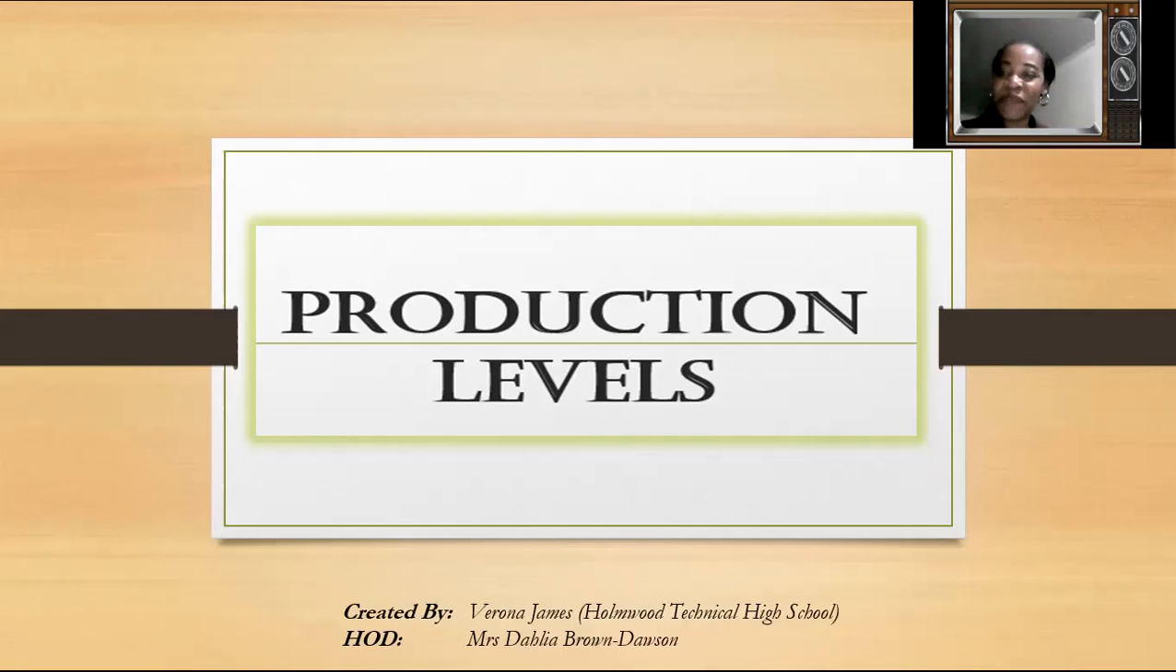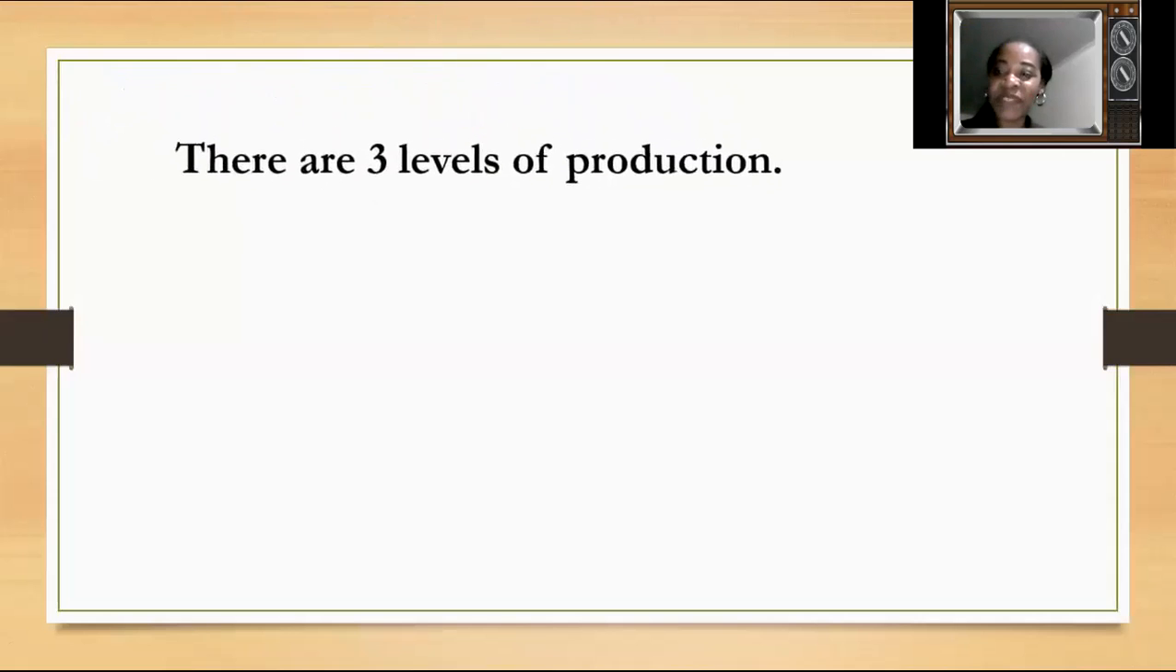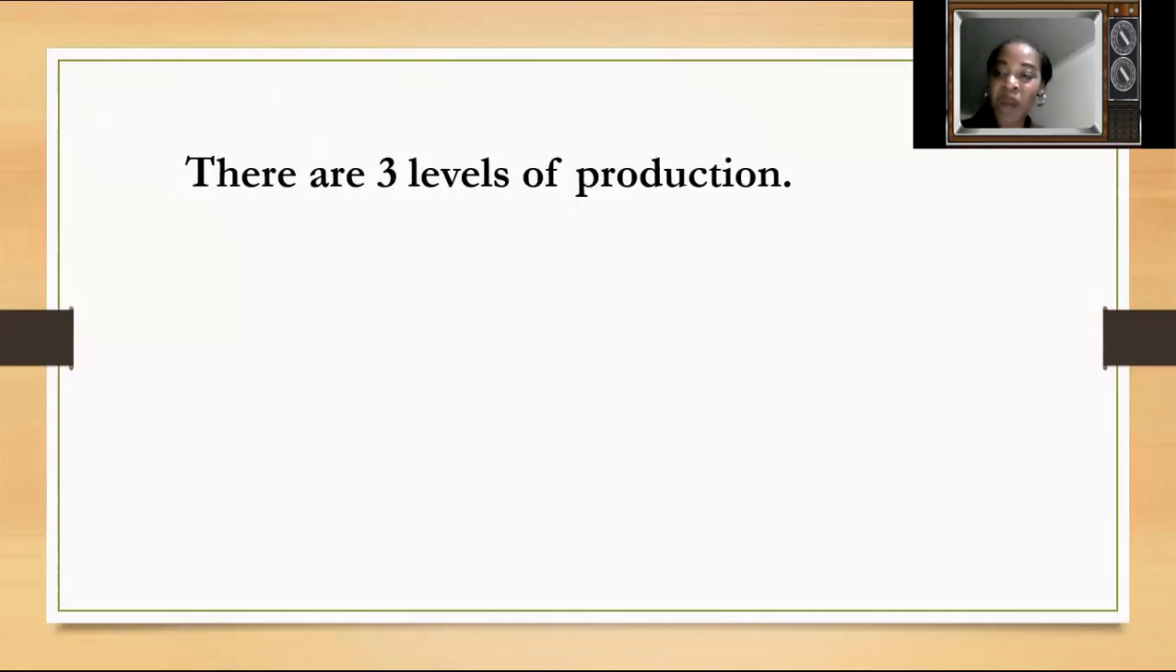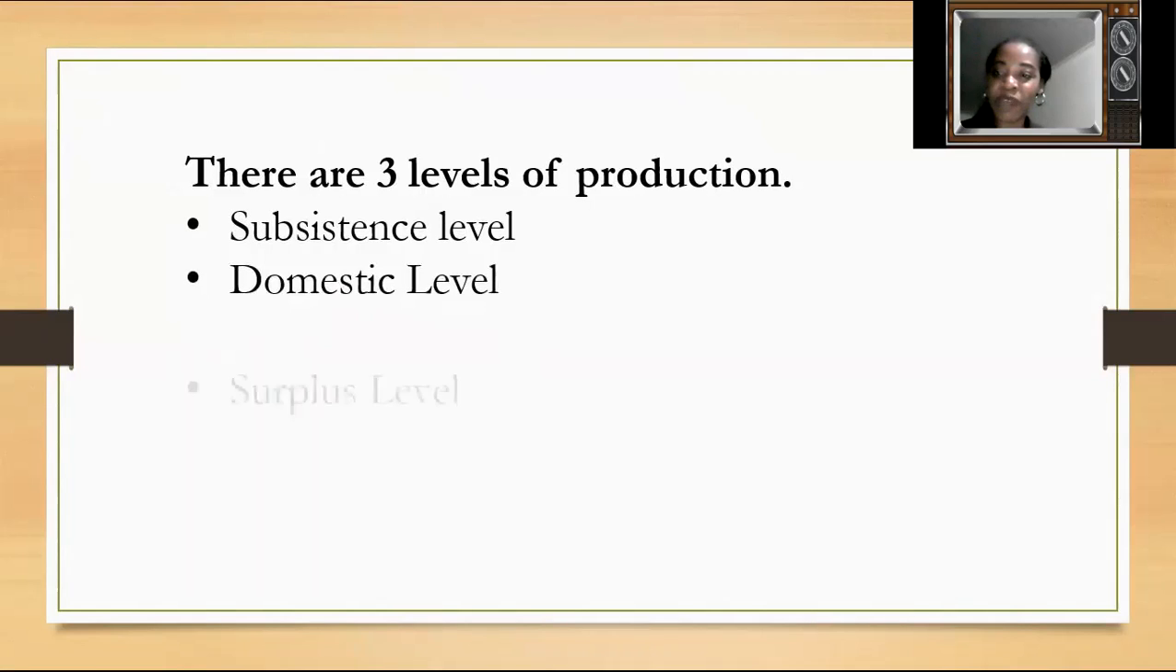I'm your teacher, Miss Verona James, and today we will be looking at the different levels of production. You will be able to identify the different levels of production, differentiate among the different levels, as well as give examples of each level of production. What are they? There are three levels of production. One, subsistence level of production, two, domestic level of production, and three, the surplus or export level of production.